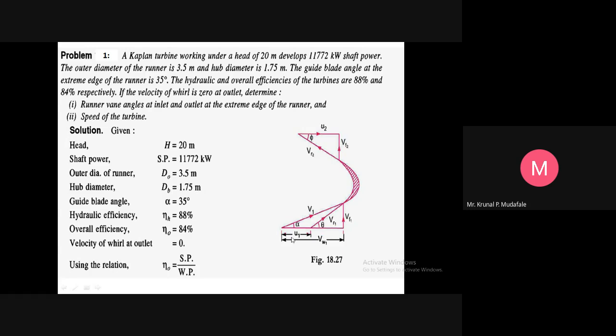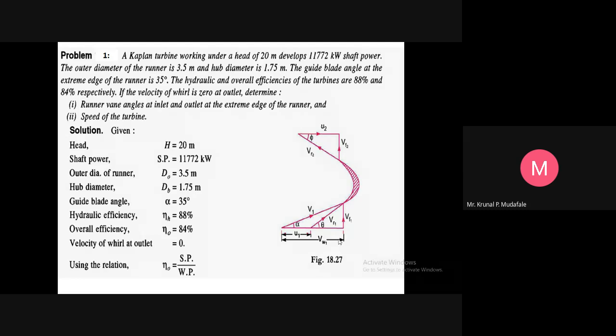At the inlet also, it is the same. The absolute velocity makes an angle with the u1, which is called the guide blade angle, that is alpha. We know that the absolute velocity V1 should be resolved into two components, that is Vw1 and Vf1. So the whirl velocity at the inlet and the flow velocity at the inlet are the x-axis and y-axis components into which the absolute velocity is resolved.